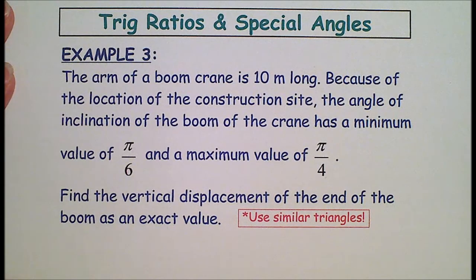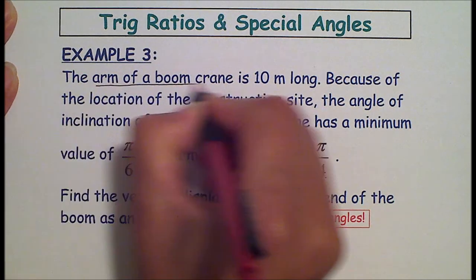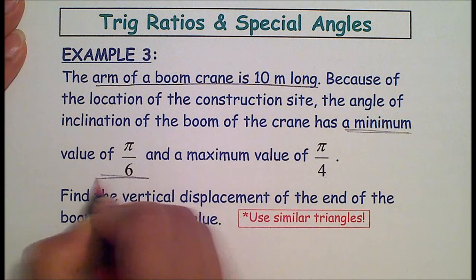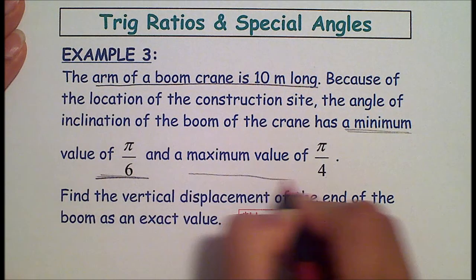Okay, for the last example, it says the arm of a boom crane is 10 meters long. Because of the location of the construction site, the angle of inclination of the boom of the crane has a minimum value of pi over 6 and a maximum value of pi over 4. Find the vertical displacement of the end of the boom as an exact value. So we're told the arm of the boom crane is 10 meters long, and the angle of inclination of the boom has a minimum value of pi over 6 and a maximum value of pi over 4.